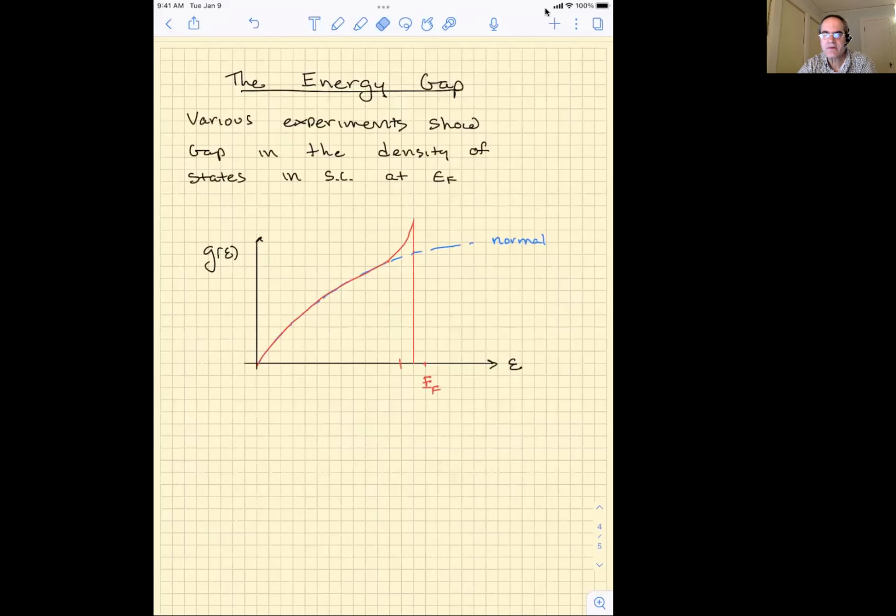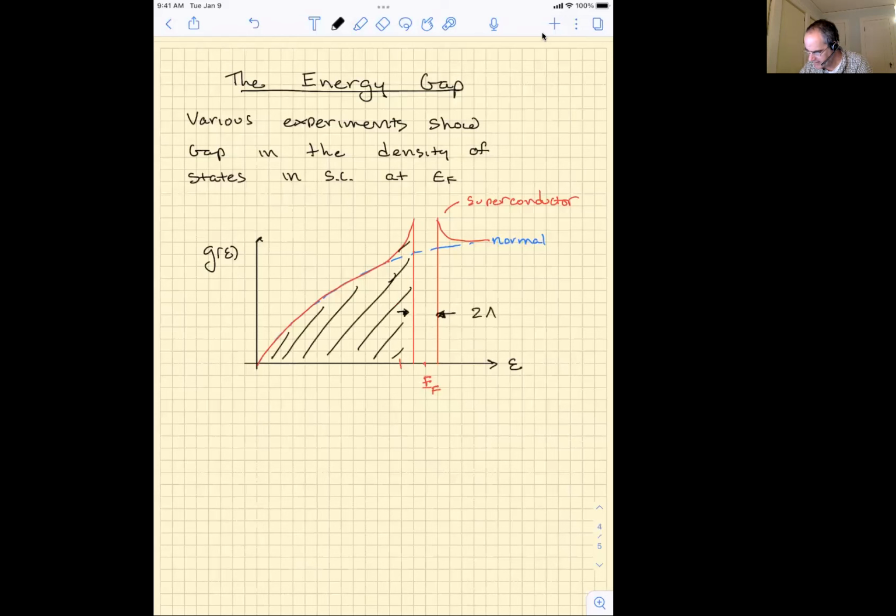Let me just finish this drawing here. There we are. So a gap opens up in the density of states right at the barrier between the filled states and the empty states. And the width of the gap we call 2 times delta, okay? That's the energy gap in superconductors.